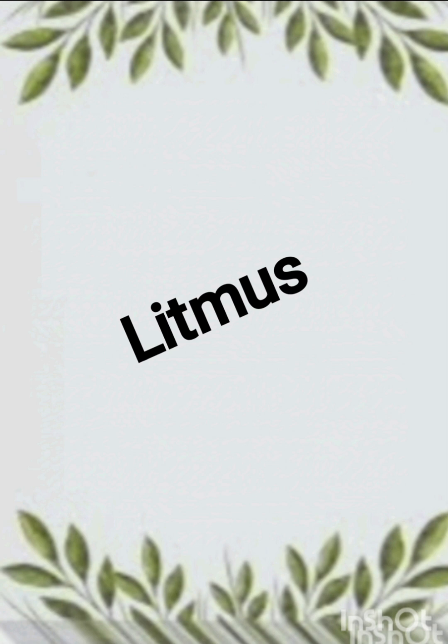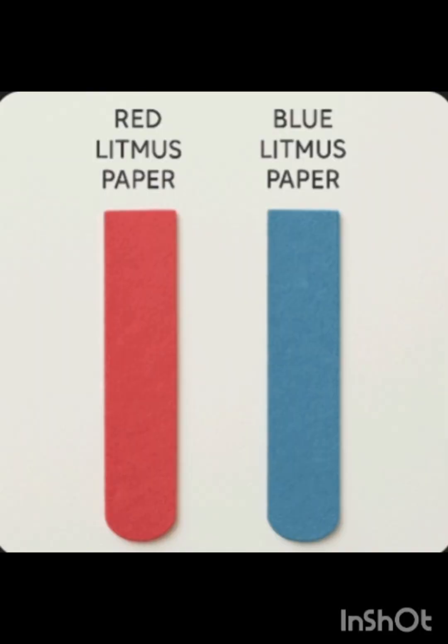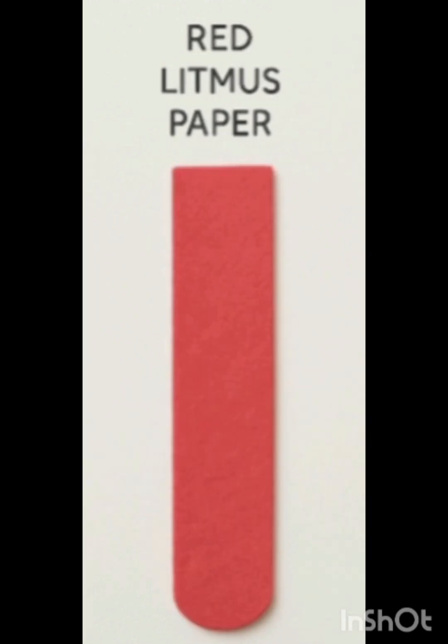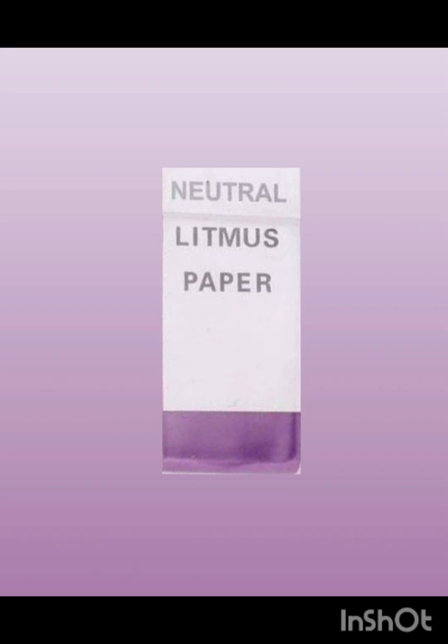Okay, let's learn about litmus. Students, litmus is another natural indicator which is most widely and commonly used in laboratories. It is a water soluble mixture of different dyes extracted from lichens. It is often absorbed onto filter paper to produce red and blue litmus paper. Blue litmus paper turns red under acidic conditions and red litmus paper turns blue under basic conditions.